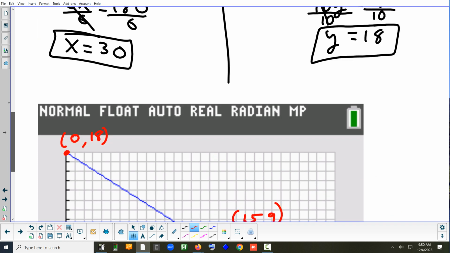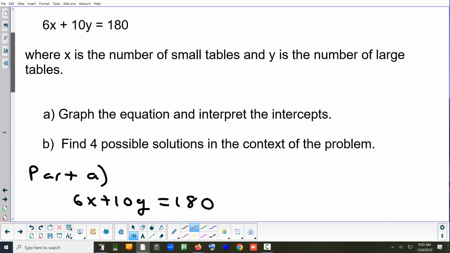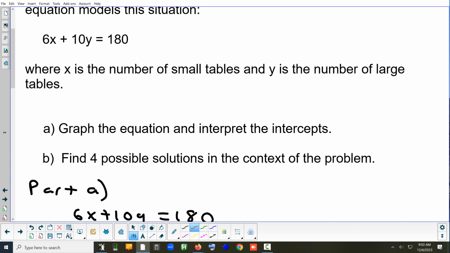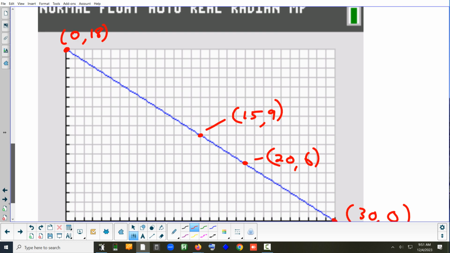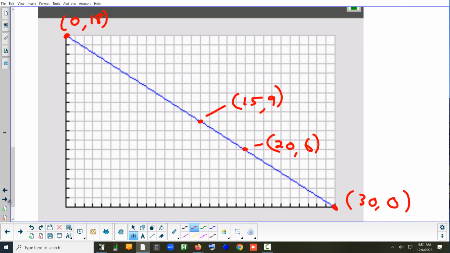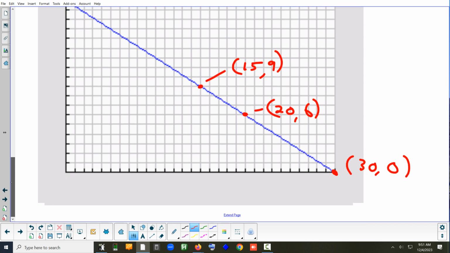What was x in this problem? What does it represent? Oh, x is the number of small tables. X is the number of small tables you need, and what's y? Big tables. These points are telling me exactly how many tables I need to get to seat 180 people. It's exactly what they're telling me. All right, let's write them down.